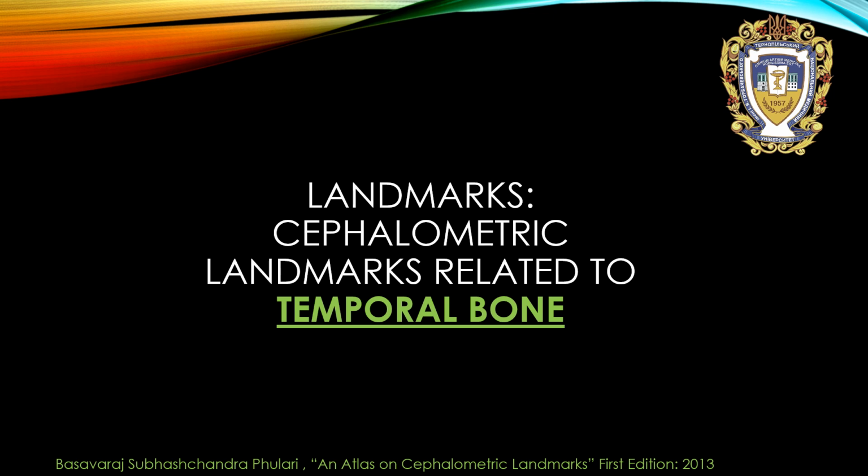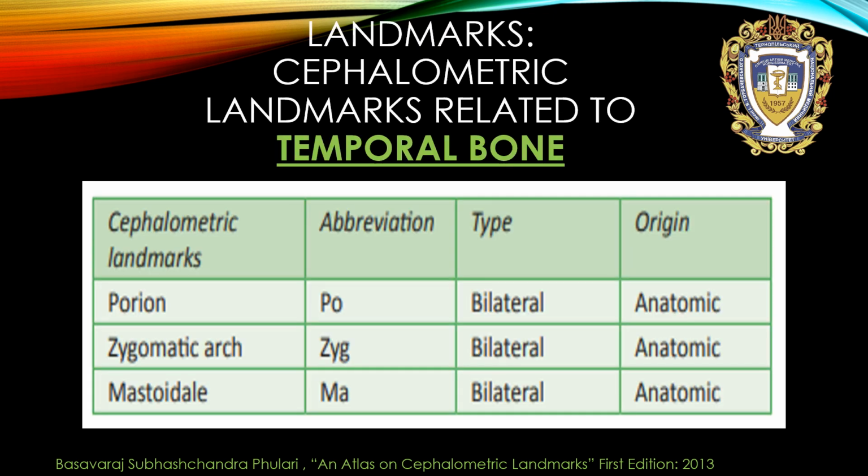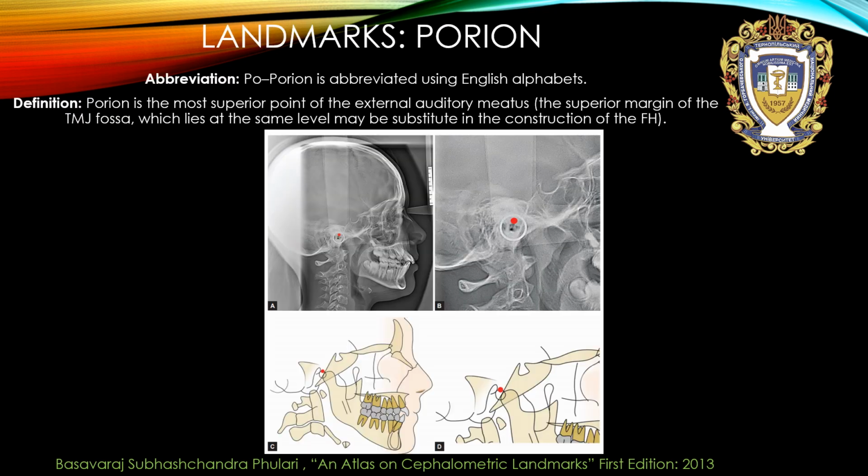Landmarks related to temporal bone. There are only 3 points too: porion, zygomatic arc and mastoidale, and the most important is porion point. It is the most superior point of the external auditory meatus. The superior margin of the temporomandibular joint fossa, which lies at the same level, may be substituted in the construction of the Frankfurt horizontal line.